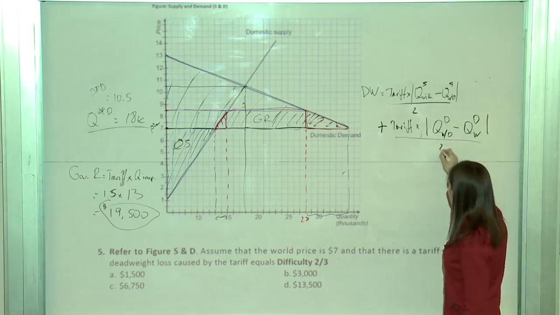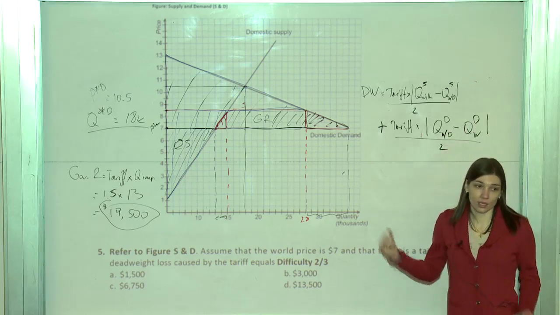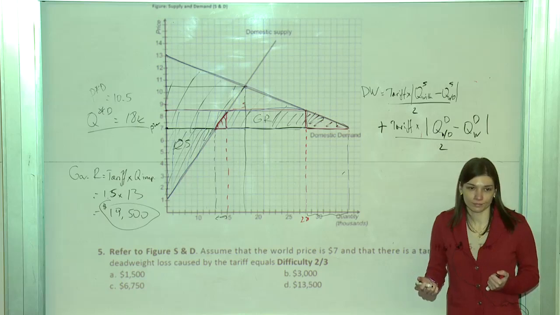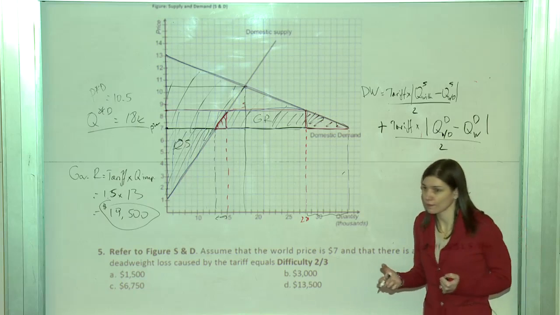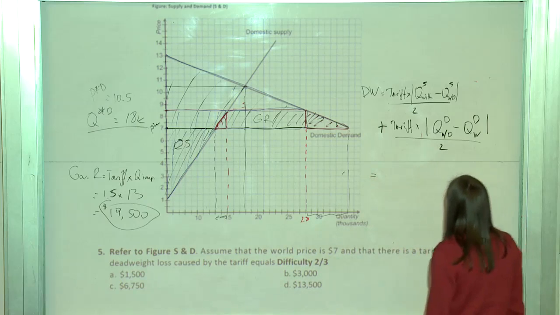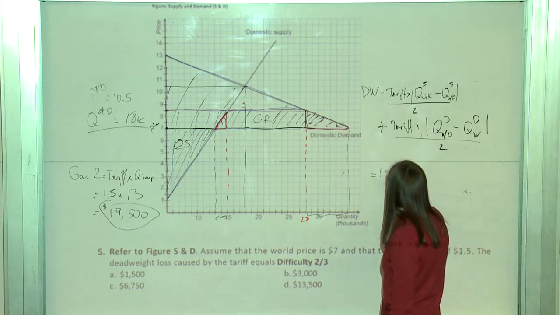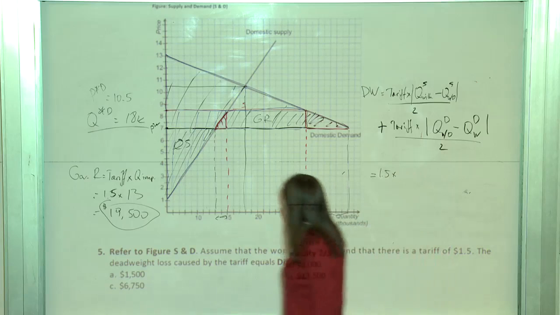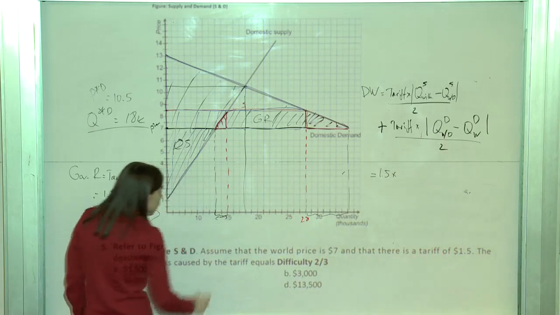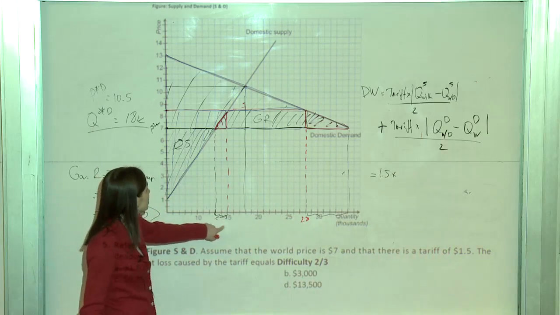And then again, divided by 2. That formula will give us the deadweight loss due to the tariff. Okay. Now it's about plugging it in. Let's see what we have. So the tariff is 1.5 times, what's the difference in quantities? Well, it's 2. Right, from 13 to 15.